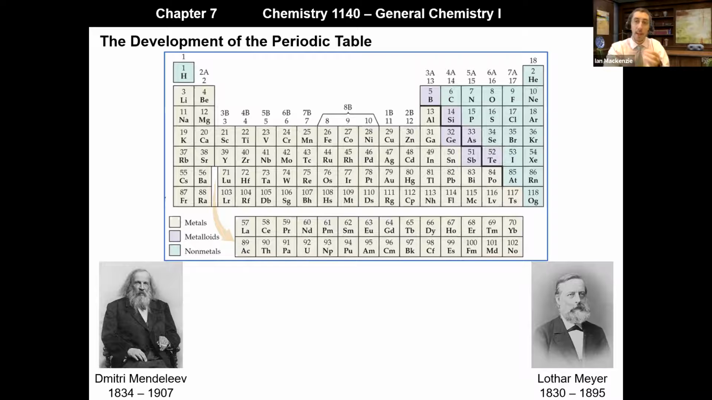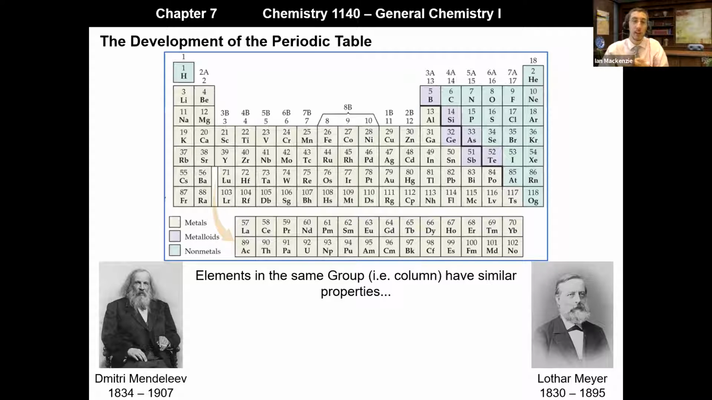Now, what they had noticed when they arranged their tables was that elements in the same group have similar properties, as we just mentioned. But building on our discussion from chapter 6 with valence electrons, we can now understand why elements have similar properties in the same column. And that's because they have the same number of valence electrons.